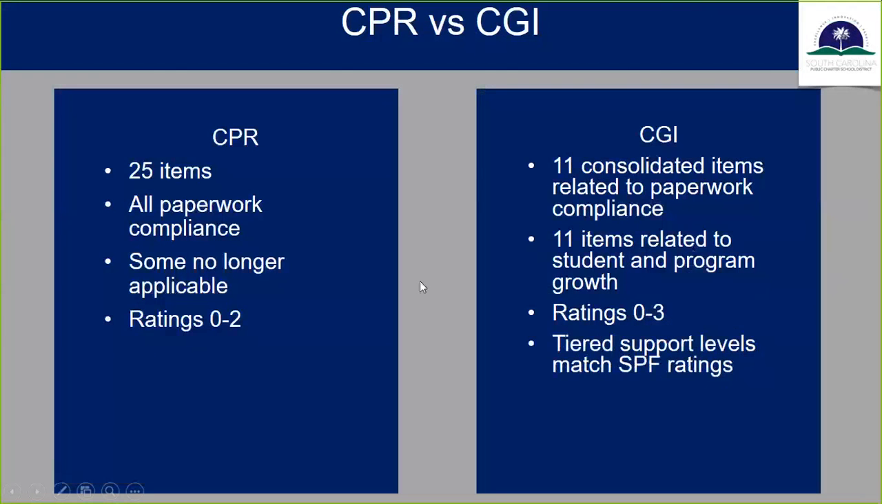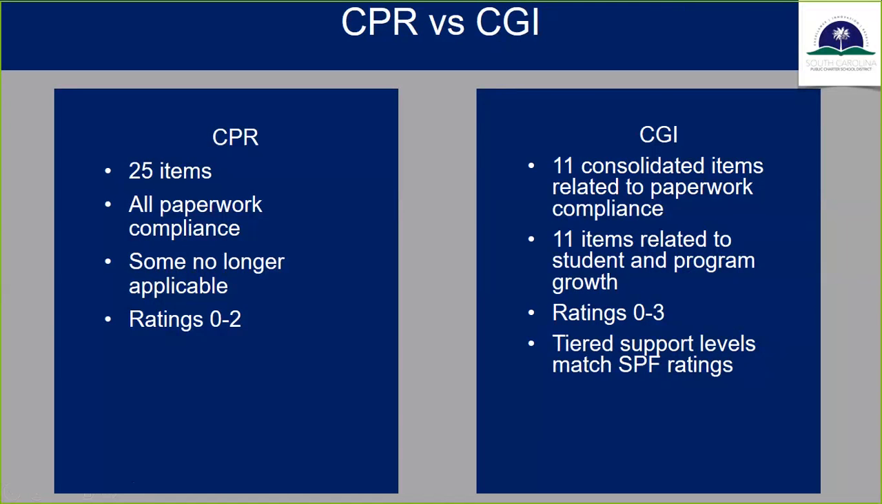All right, so we did a little comparison. There are many similarities between the CPR and the CGI, and then there are some big differences also. The CPR had 25 items. They were all related to paperwork compliance, and some of them were just no longer applicable. We had things on there like you will only use the forms in Enrich, and that isn't really applicable anymore because we don't have any PDF forms. And then the ratings on the CPR were a 0, 1, or 2.